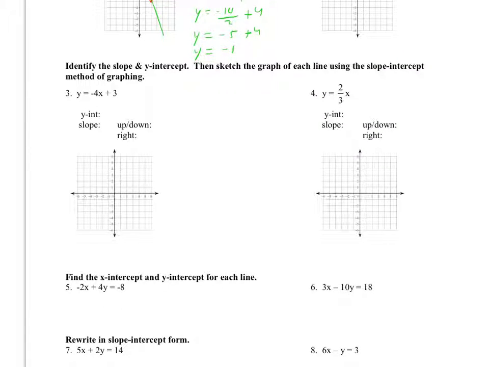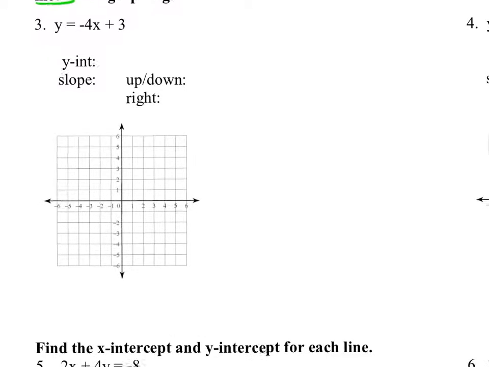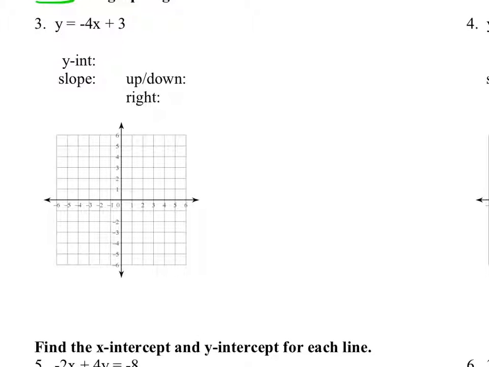Next set of questions deals with identifying the slope and y-intercept. So we have to do these two things and then sketch the graph using the slope-intercept method of graphing. So we don't have to use the table like we used before. The way it's written, it's in slope-intercept form. So we know right away the y-intercept is 3. The slope is -4, or to be more specific, -4 over 1.